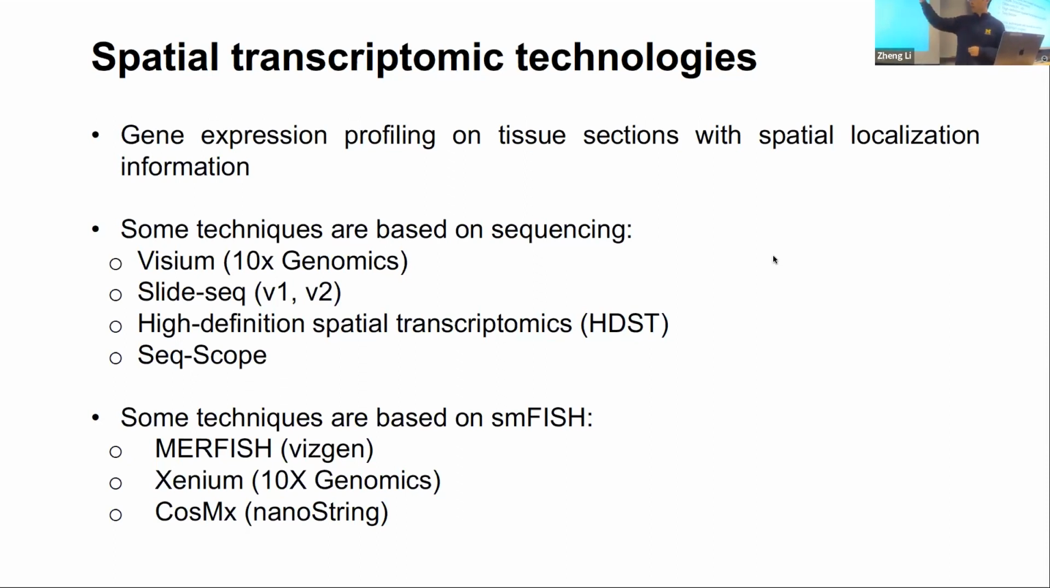For technologies in this group, they usually have very high throughput, which means they can measure almost all the genes in a cell. But usually the spatial resolution for these technologies is relatively low, which means each spatial location usually contains multiple cells. It's not cellular resolution or even subcellular resolution.